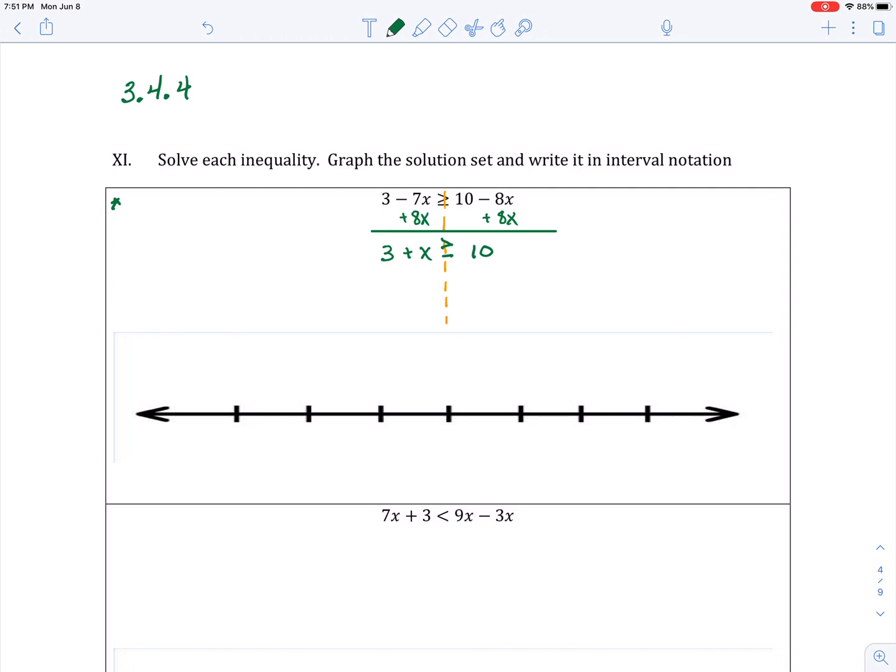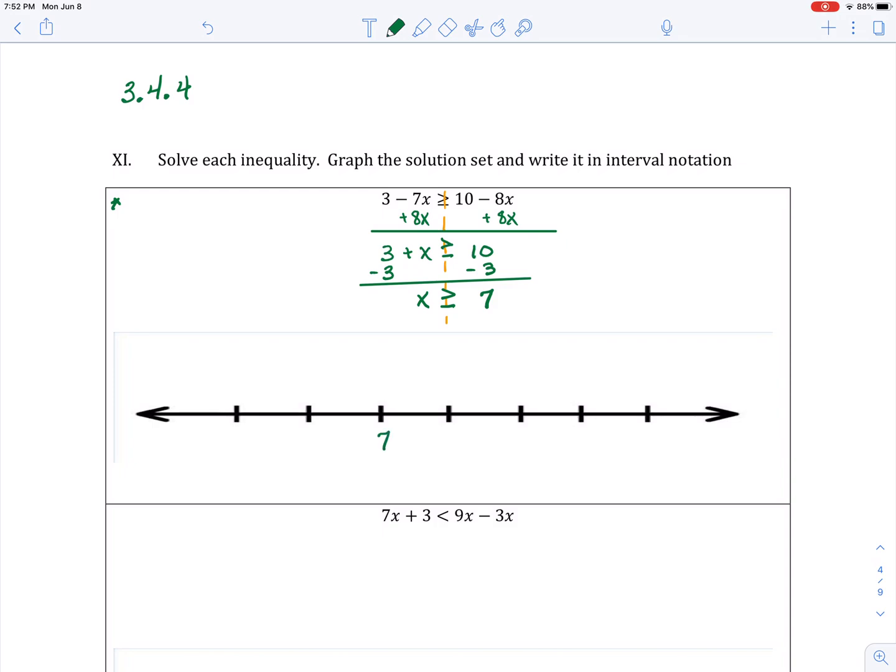Now, further, to isolate the variable x, I'm going to subtract 3 from both sides. And now I have x greater than or equal to 7. I don't have to reverse the inequality because I did not ever multiply or divide by anything that was negative. So there's our first form of the answer. That's called the inequality form.